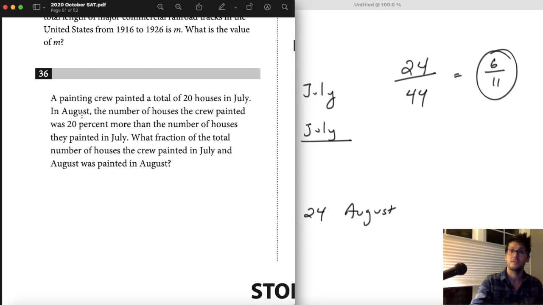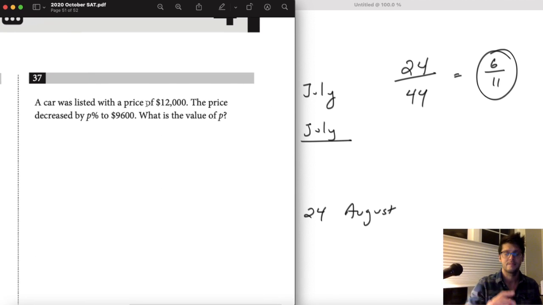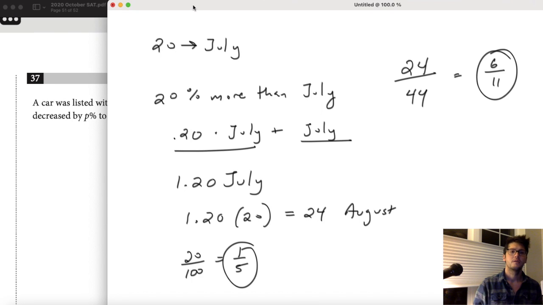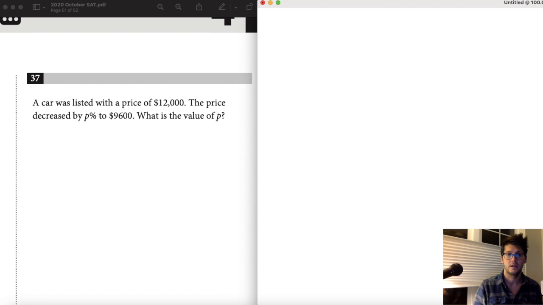All right, 2 more questions, and then you and I are done with this test. Look, a percentage question again, so let's keep going with this percentage idea. The price decreased by P% to $9,600. So how much did it decrease in actual dollars? Let's figure that out first. So it ended up, it didn't go down by $9,000. It ended up at $9,600. So how much did it go down? Well, there's that number again.